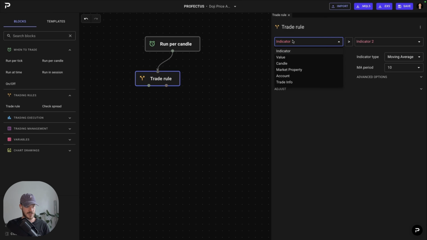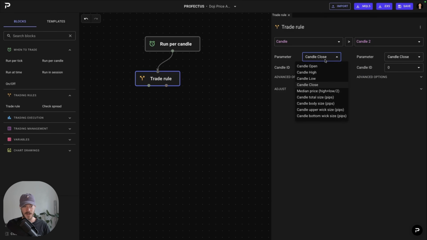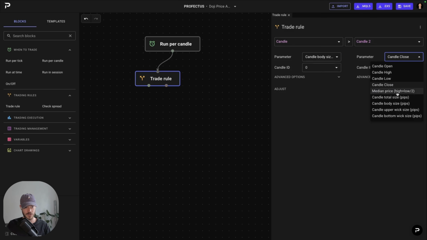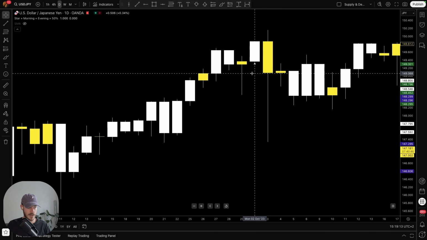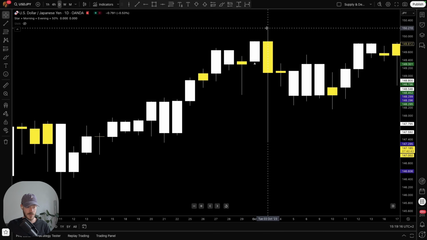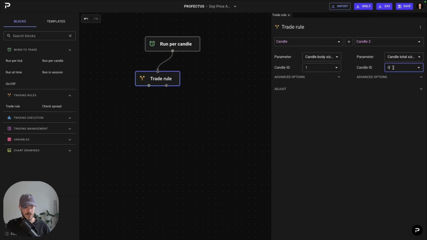We changed these fields to candle, also this one to candle, and here to candle body size based on pip, and here the candle total size. What do we mean with the body size? Let's look at this beautiful yellow candle. The yellow part is the body and the white part is the wick. Together the wick and the body is the total size of a candle. Let's simply change the candle ID here to 1 and 1 as well, because it is important that we are looking at a candle that is already fully developed.